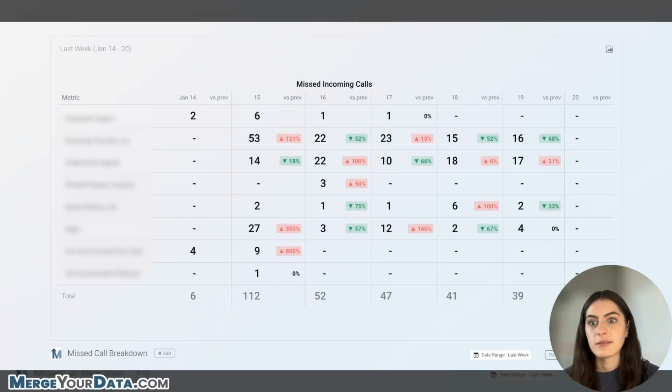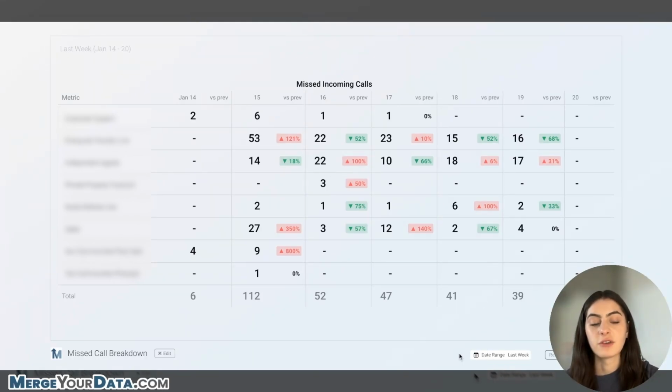And on the left-hand side here, we have different metrics or ring groups. For this client, incoming calls go through different ring groups and then are routed to different agents. Each number here represents the number of missed calls for that period, and in the following period, it shows the percent change for that period.